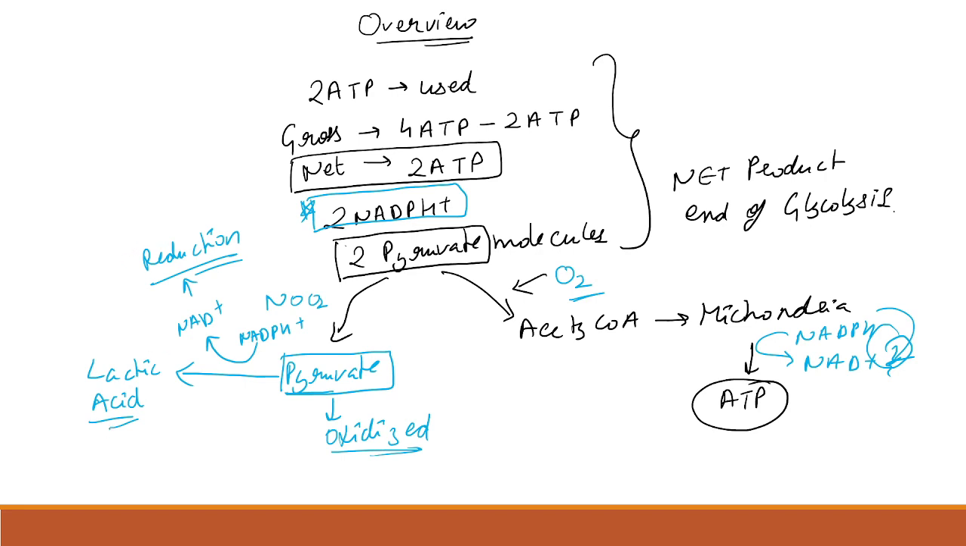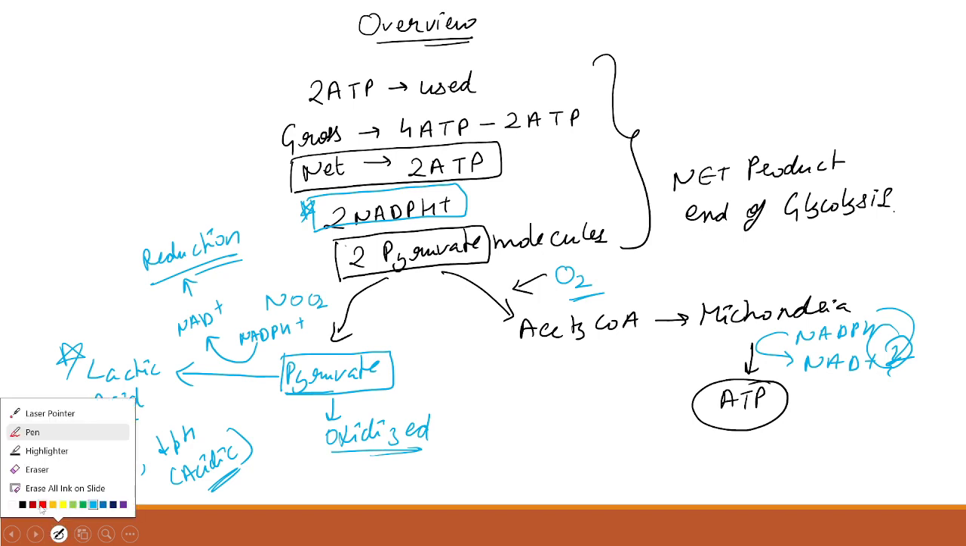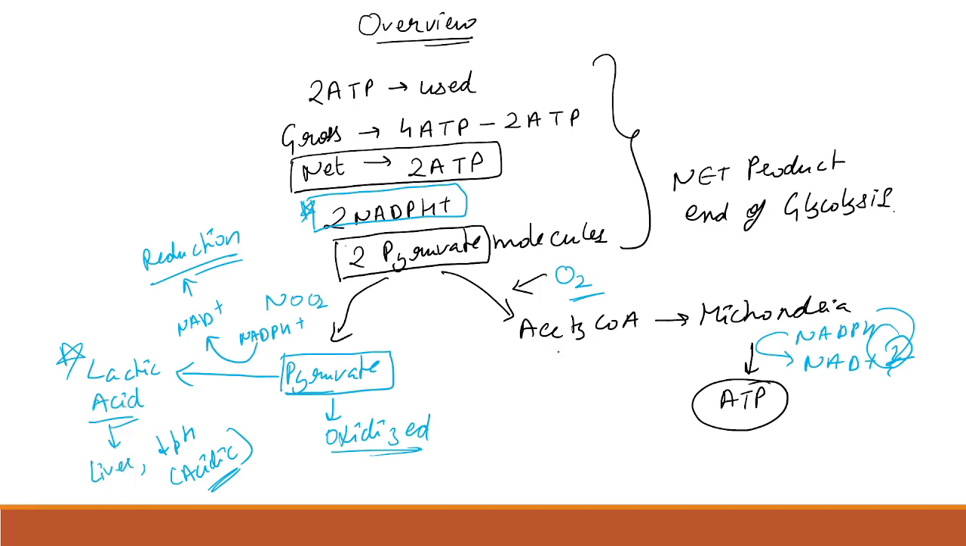Now lactic acid could travel further into the liver, or it can lower the pH because it is acidic. Obviously this is going to lower the pH. So pyruvate has two places to go. Either it can convert into lactic acid, or it will enter the Krebs cycle and will be involved in generating more ATPs.